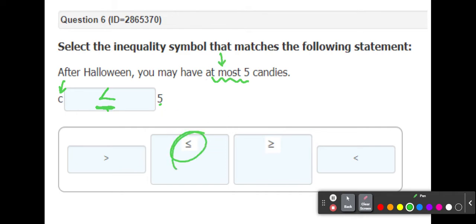So this one was really just thinking about what that word means, at most. It could be equal to 5. You can have at most this many candies.